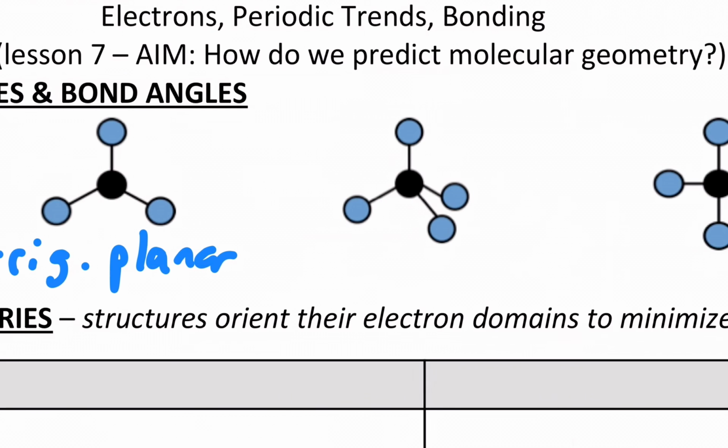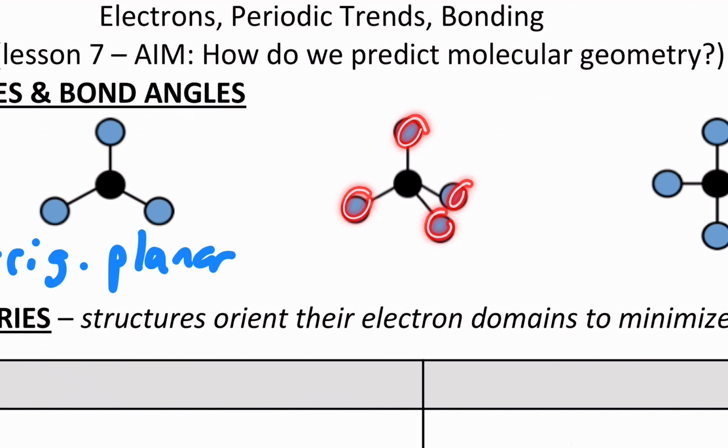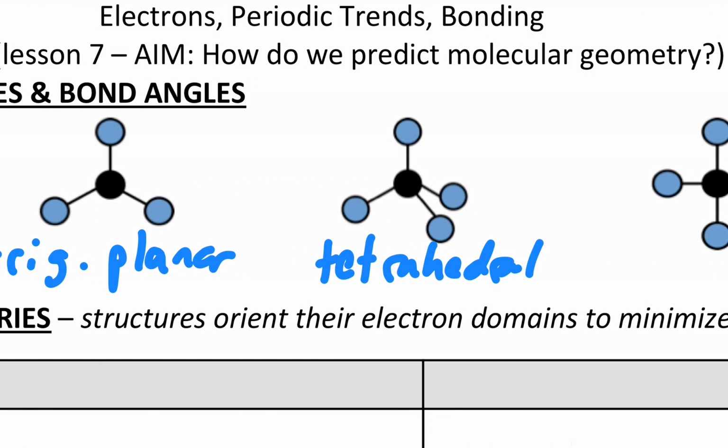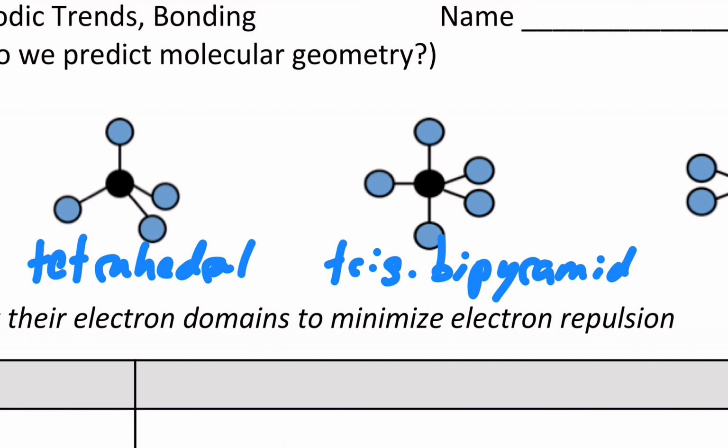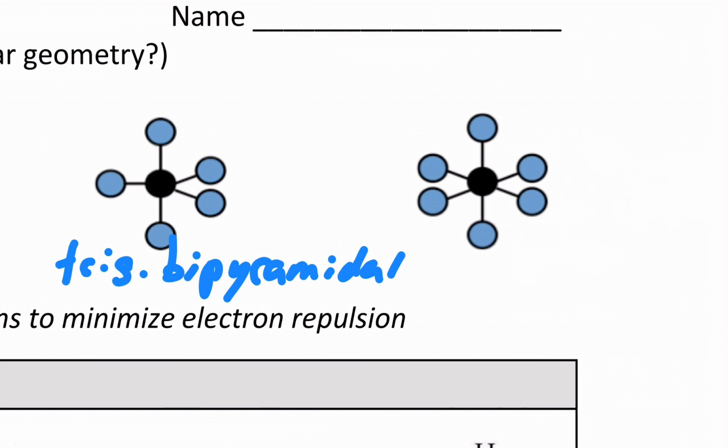Once you get to 4, now we're headed to 3D. This is called a tetrahedral geometry. 5 regions is called a trigonal bipyramidal. That's because if you connected all the atoms, it looks like 2 triangular pyramids, just face to face against each other. And then the last one with 6 domains is called octahedral.